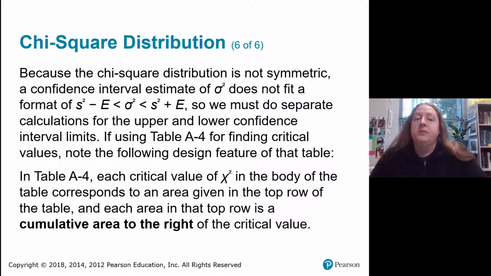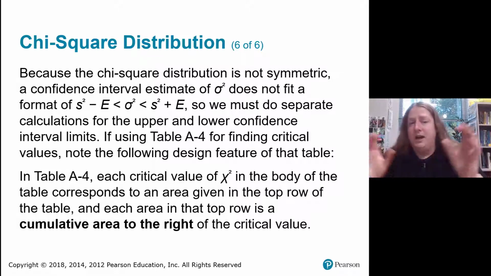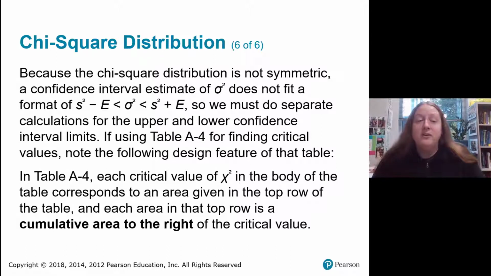So because the chi-square distribution is not symmetric, when we're looking at a confidence interval estimate of our population variance, it doesn't fit into this format of the sample variance minus error and the sample variance plus error being between those two things. So we have to do separate calculations for our lower and upper bounds for our confidence interval limits. So we'll use table A4 to find those critical values and do those calculations.